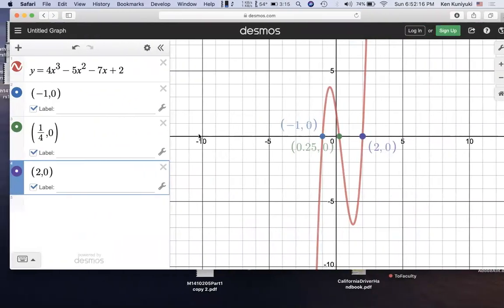On Desmos, here's a nicer graph. For y equals 4x cubed minus 5x squared minus 7x plus 2. Here's a nicer graph. We have the 3 x-intercepts here in blue, green, and purple. And at each x-intercept, we cut. The function values, or y-coordinates, cut from negative to positive. And then here, at the green, from positive to negative. And at the purple point, from negative to positive.